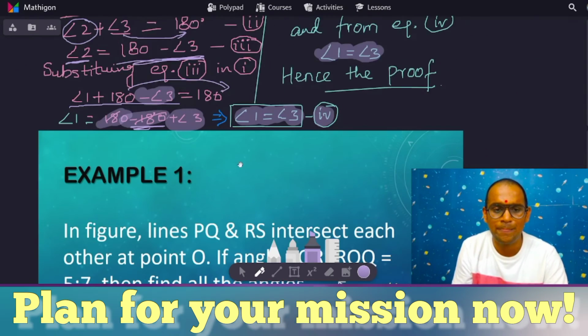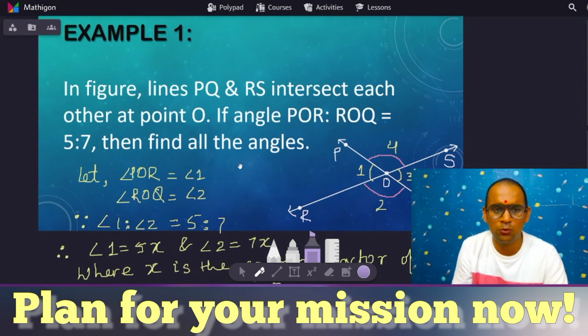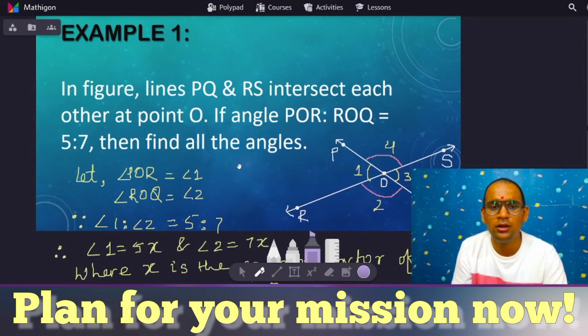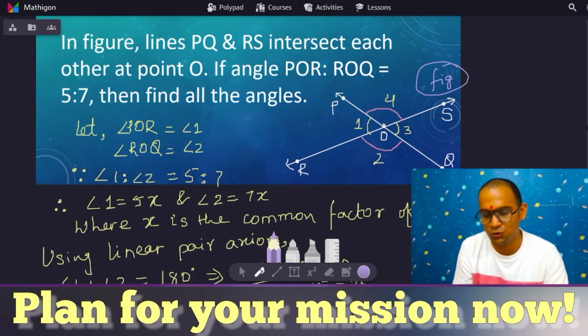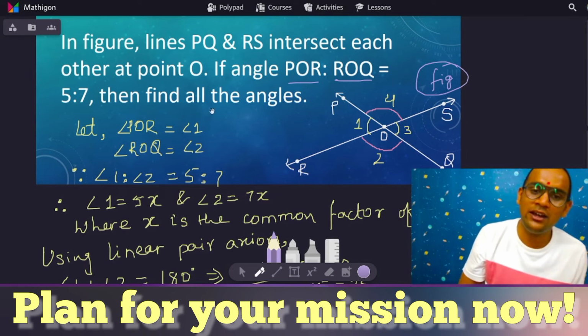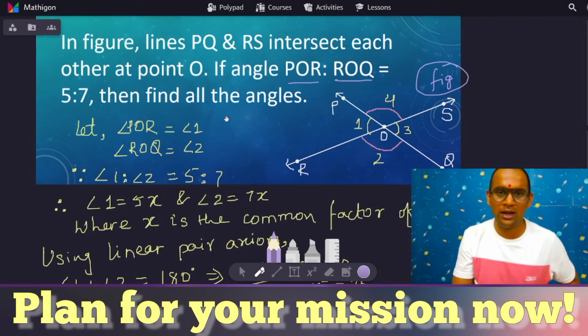Now, coming to example 1, we will try to solve one example based on vertically opposite angles. In the figure given over here, lines PQ and RS intersect each other at point O. Now it says if angle POR and angle ROQ are in the ratio 5:7, then find all the angles. Let's try to understand how we do that.